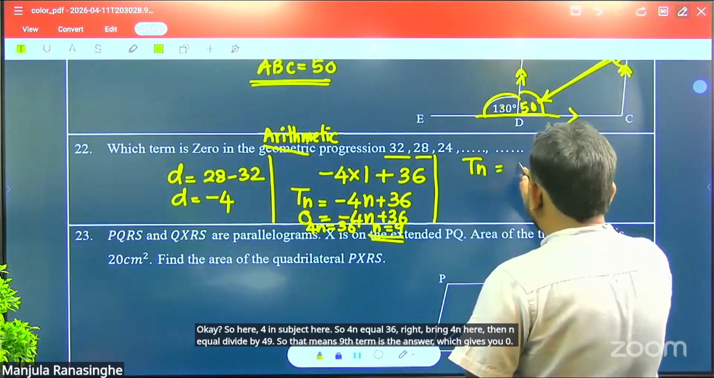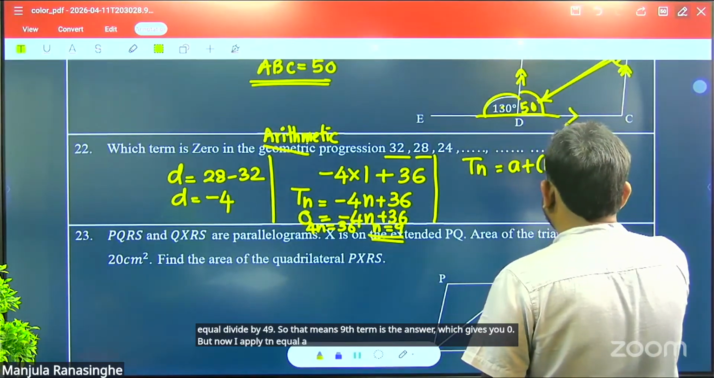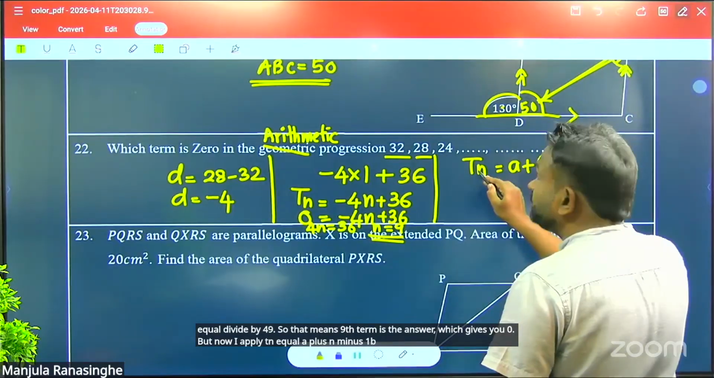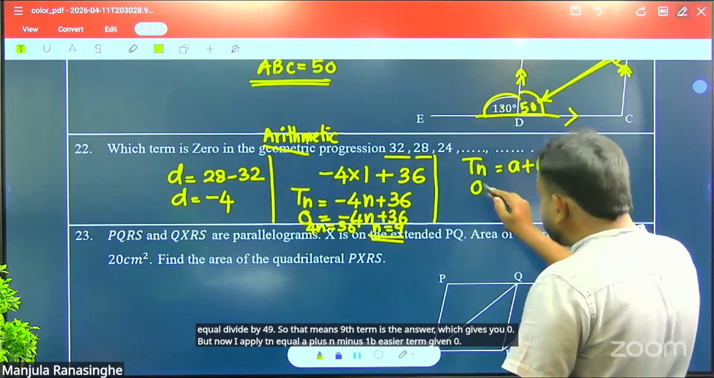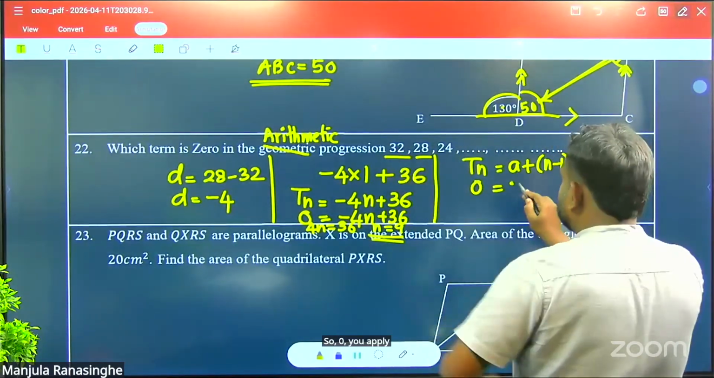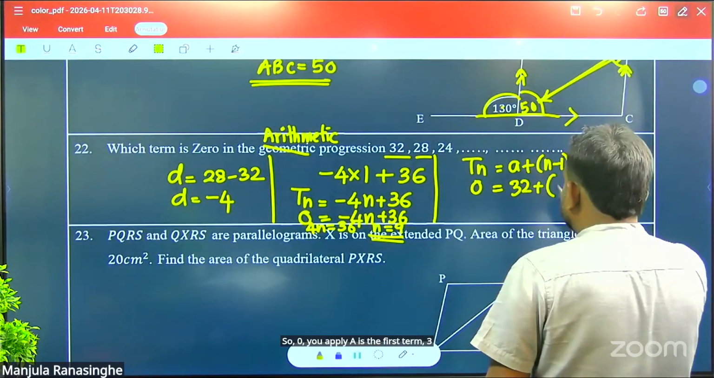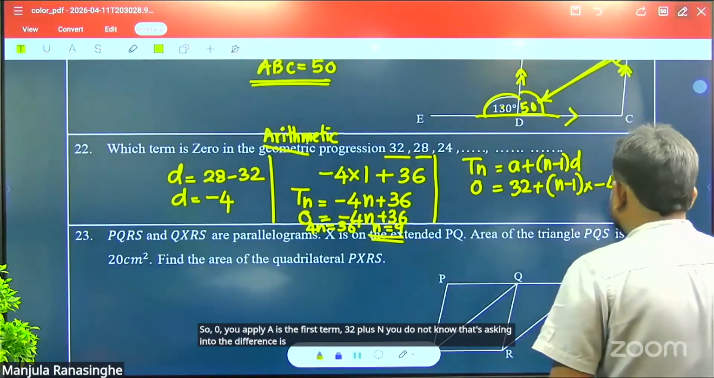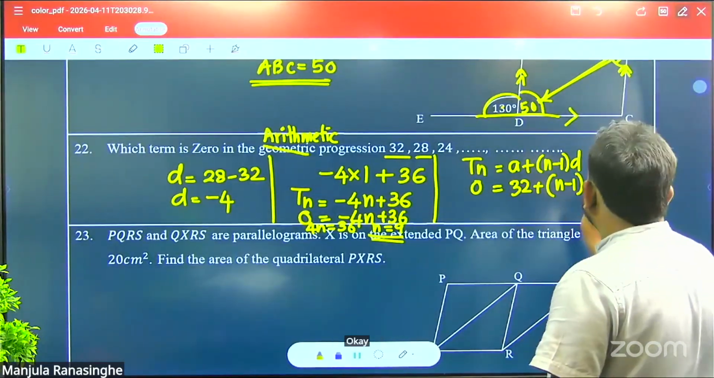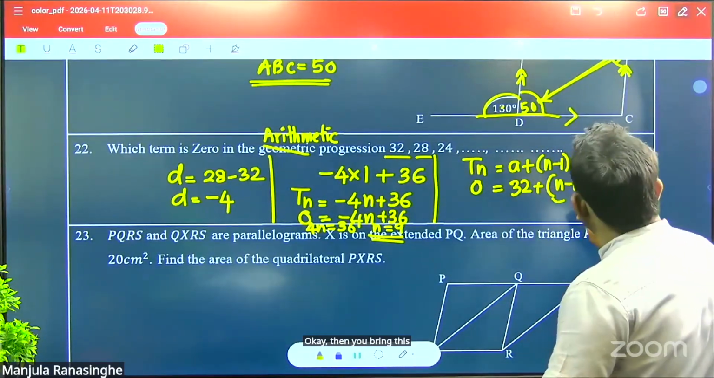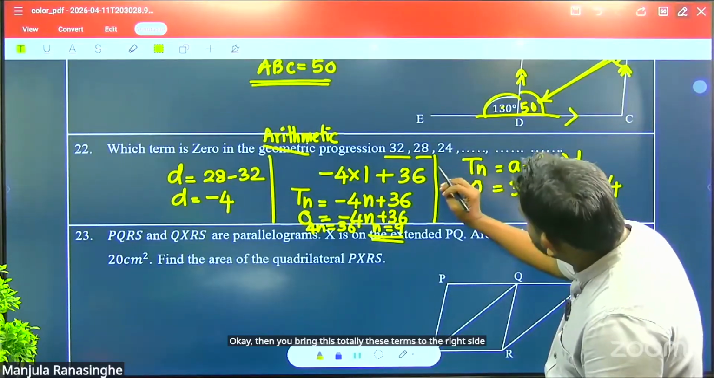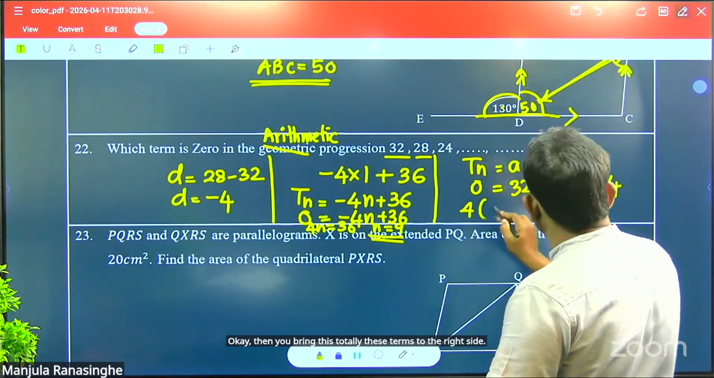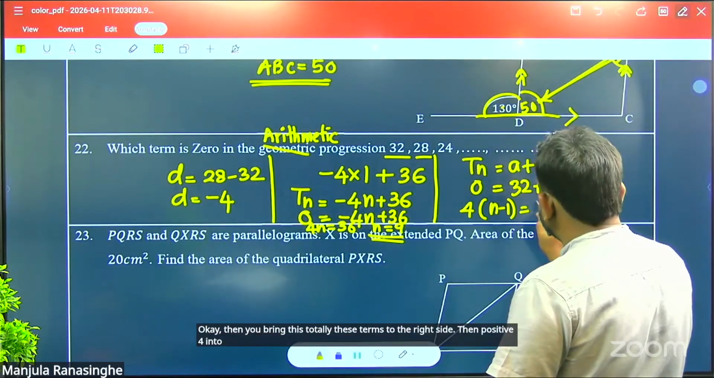But now I apply Tn equals a plus n minus 1 d easily. The term given is 0. So for 0, a is the first term 32, plus n minus 1, where n is what they're asking, times the difference, which is -4. Then you bring these terms to the right side, making it positive 4 into n minus 1 equals 32.